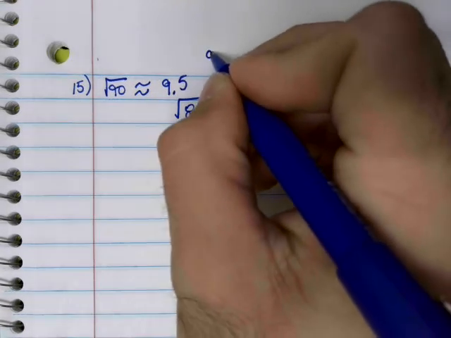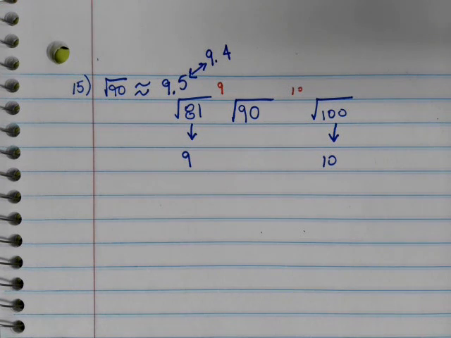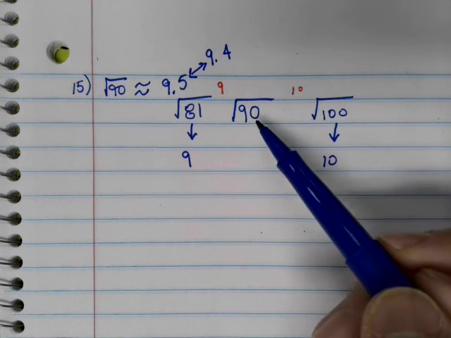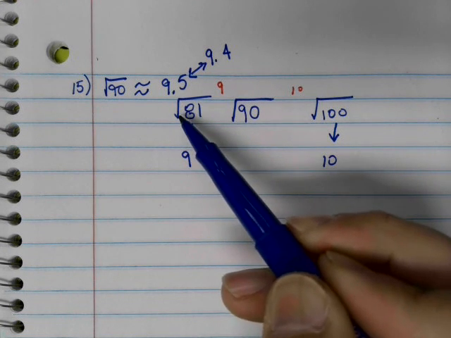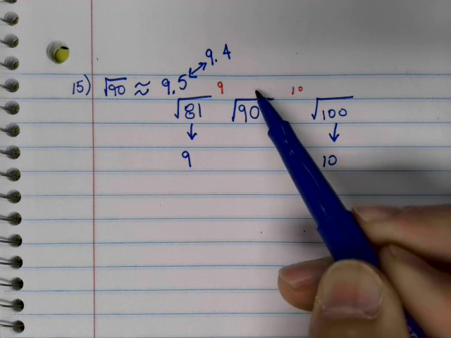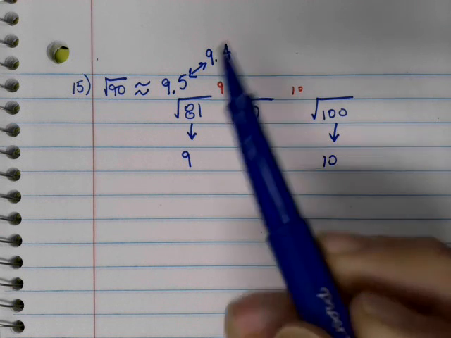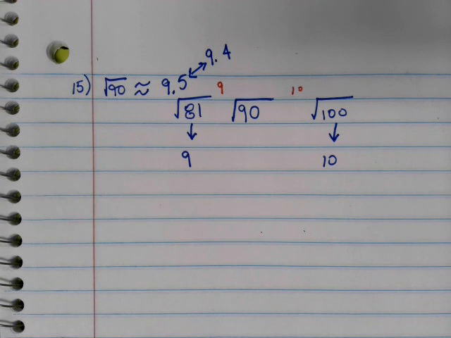And you could also say it's approximately 9.4. Either or, I would accept those. I wouldn't accept 9.6 because we know that 90 is for sure closer to 81. If you said 9.6, you would be saying it's over halfway to 100, and it's not. So it's either 9.5 or 9.4. Like I said, it says estimate, so we're not looking for an exact answer.